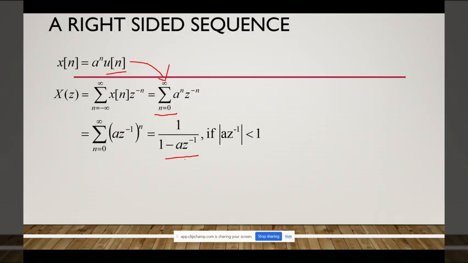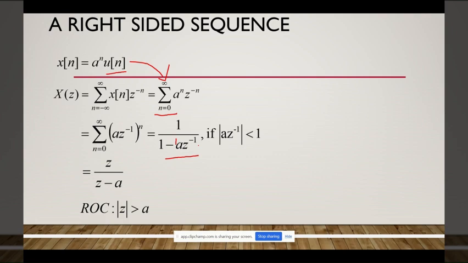Now, to find where infinity occurs for X(z): when a z^-1 becomes 1, we get 1 minus 1, so 1 by 0, which becomes infinity. So in order to find the ROC, for the X(z) value to be finite, |z| should be greater than |a|. Then only we will not cross the infinite region. So the region of convergence is |z| greater than |a|.